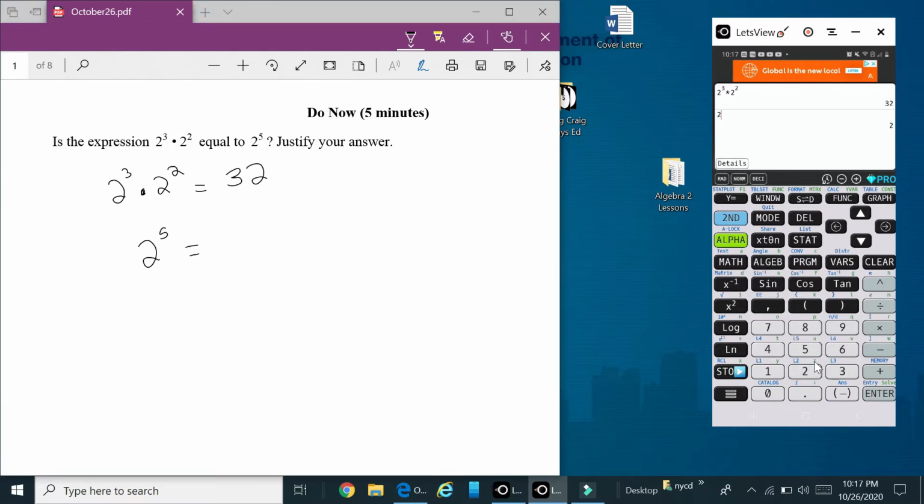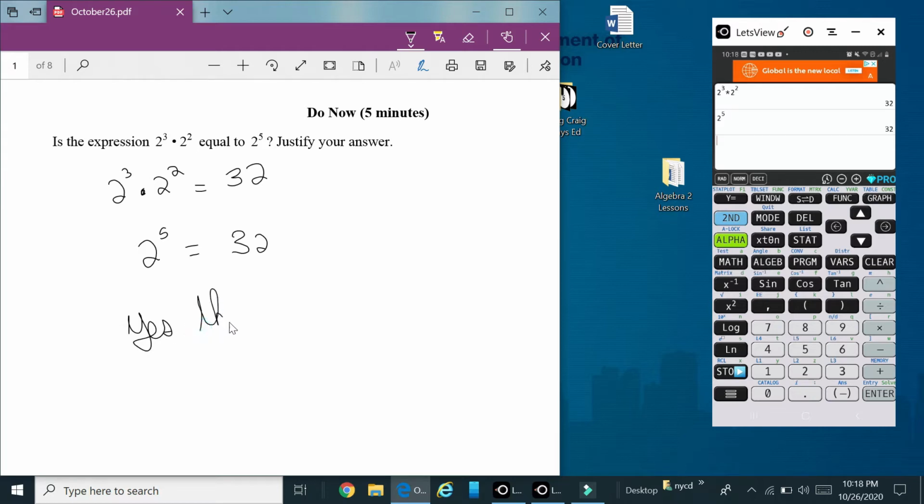Now if you type in 2 to the fifth power, so 2, I keep forgetting, it doesn't work on my computer. So 2, and then you hit that arrow up there again, and then to the fifth power, and you hit 5, and then you hit enter, and you should get 32. And it says the expression 2 to the third power times 2 to the second power equal to 2 to the fifth power. Justify your answer. Then you put yes, they are equal.